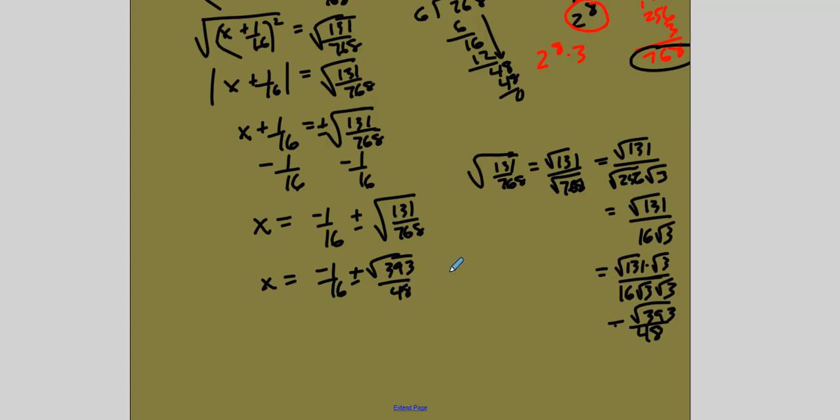So I can actually write this as one expression, because I have a least common denominator of 48 here. I can multiply this by 3 over 3, so I get this. So my final answer is going to be x equals negative 3 plus or minus the square root of 393 over 48.